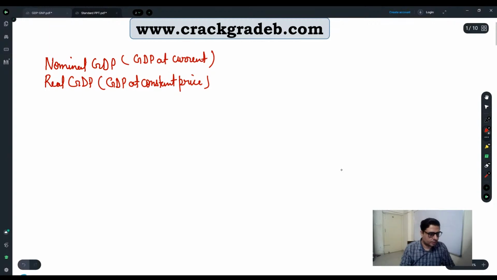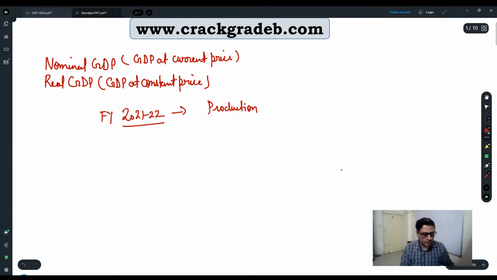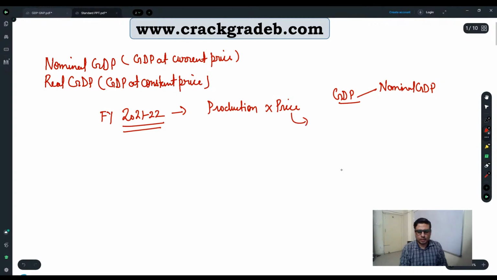GDP at current price. So, for example, if we are calculating the GDP for financial year 2021-22, right? So, for that, what we have to do? Total production multiplied by price, right? Multiplied by price. So if it is a nominal GDP, we will take the price of financial year 2021-22.